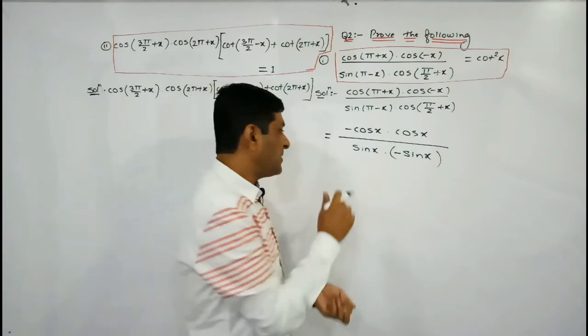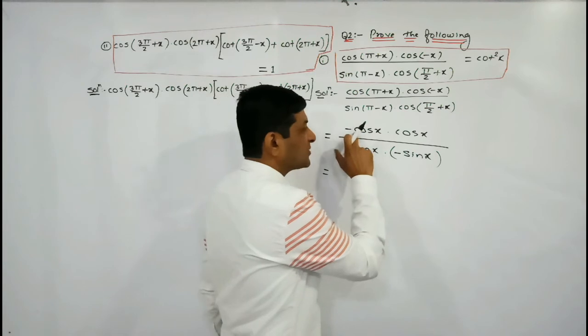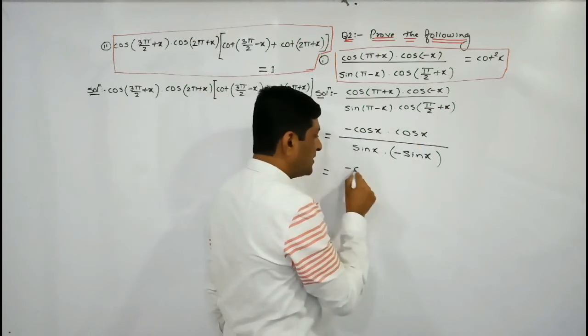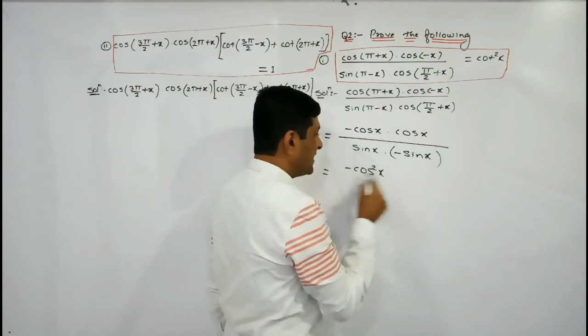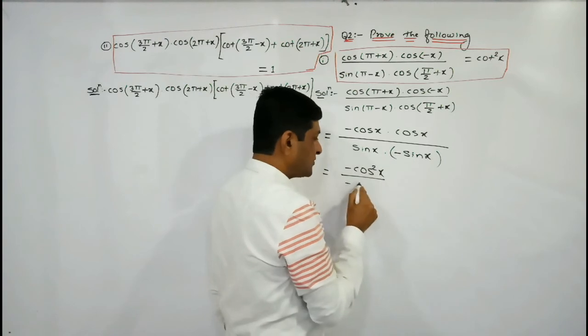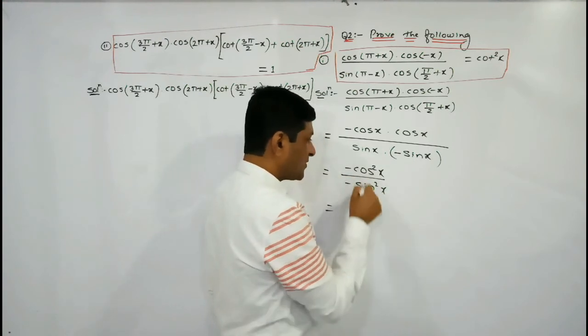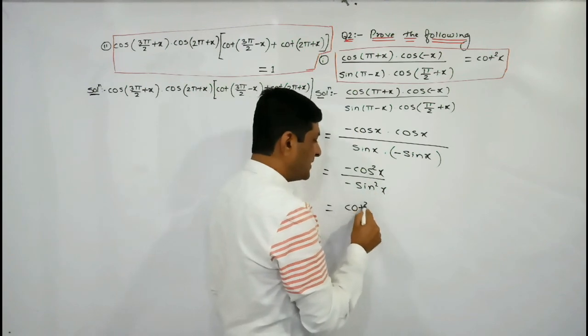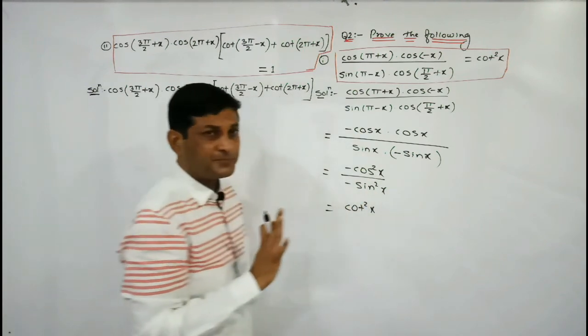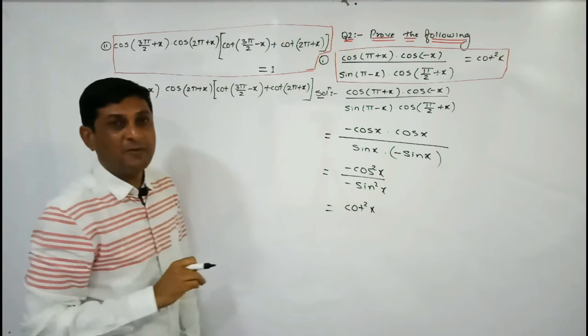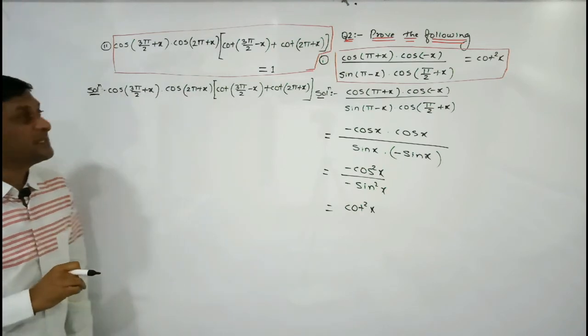Okay, now remaining part is just simplification. Minus cos into cos x will be equal to minus cos square x, and sin x into minus sin x will be minus sin square x. Minus minus will get cancelled. Cos square upon sin square will be equal to cot square x, and that is nothing but our required right hand side. Now observe the second example.